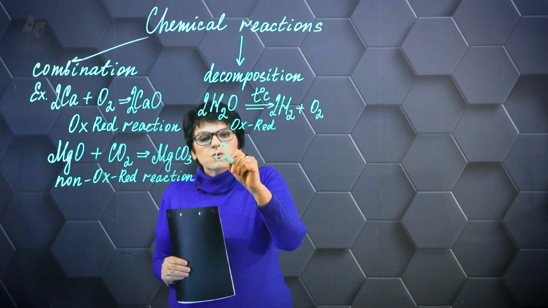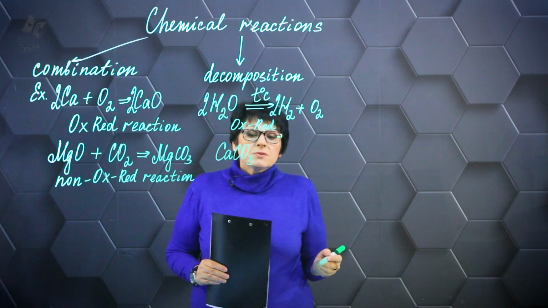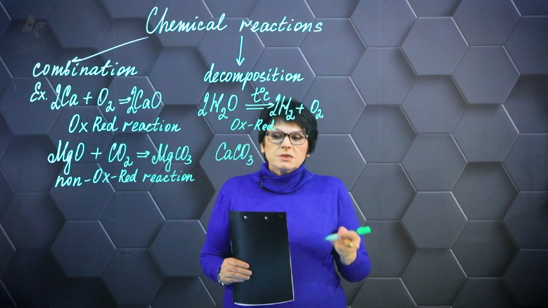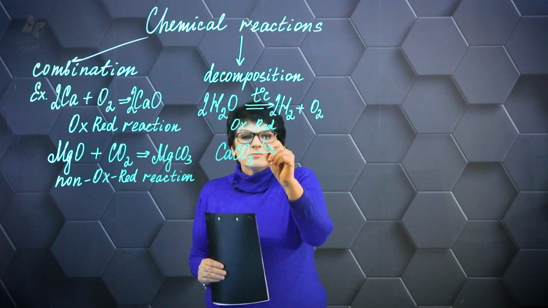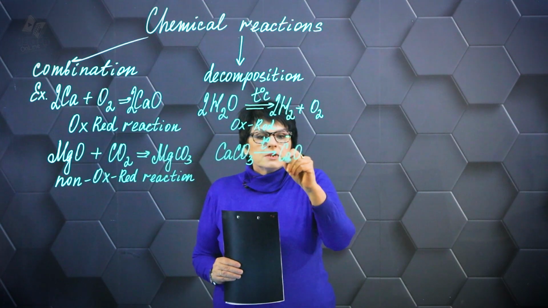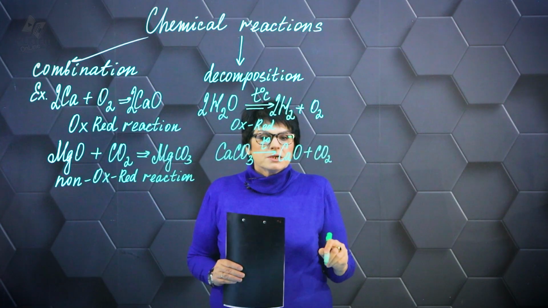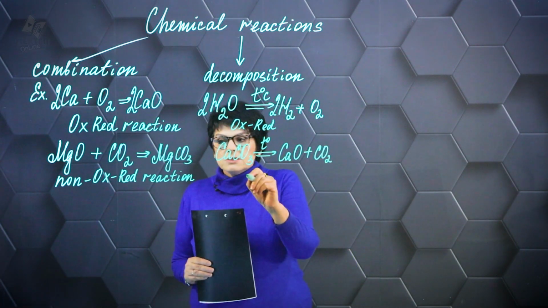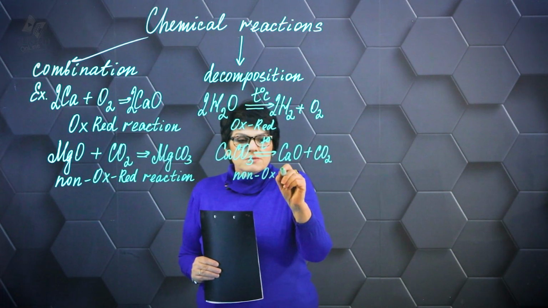One of the very common reactions, I would say, one of the first reactions that man learned to produce in industry is the decomposition of limestone, which under the action of temperature decomposes into calcium oxide, the substance known as quicklime, and carbon dioxide. No coefficients are required here. It will not be a redox reaction.